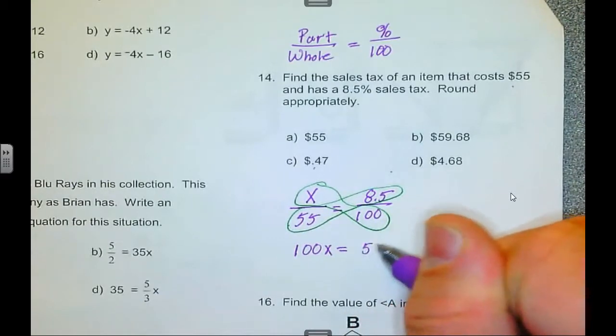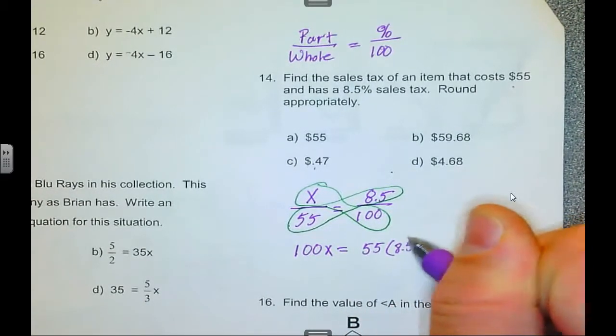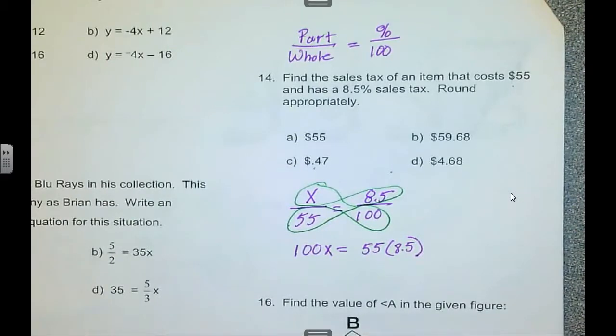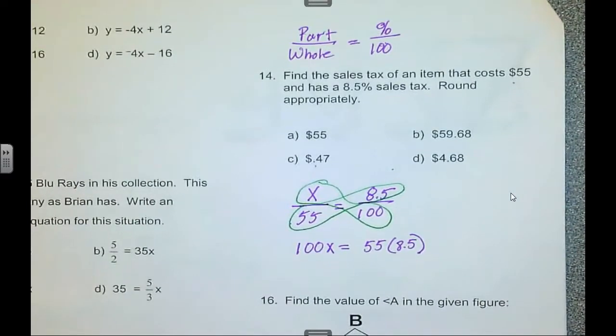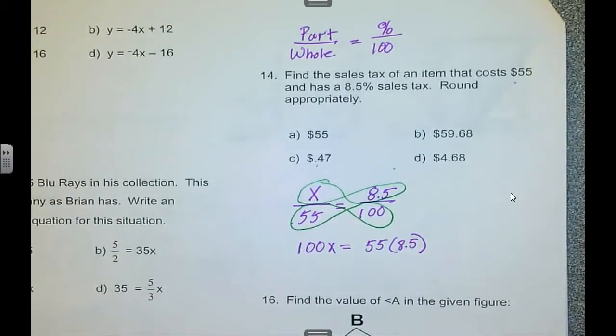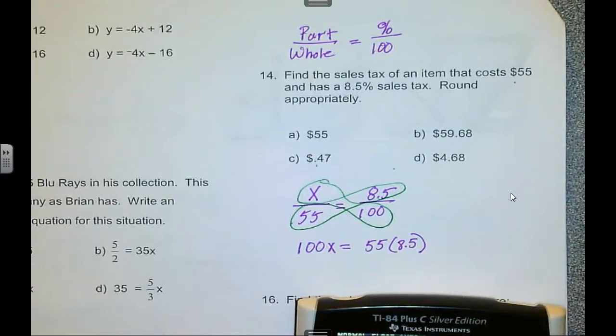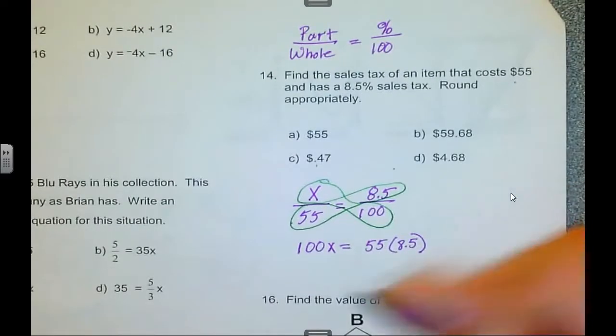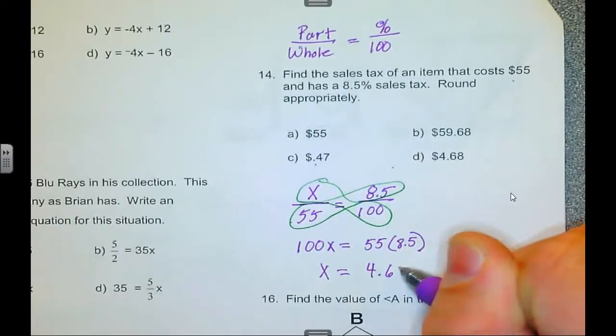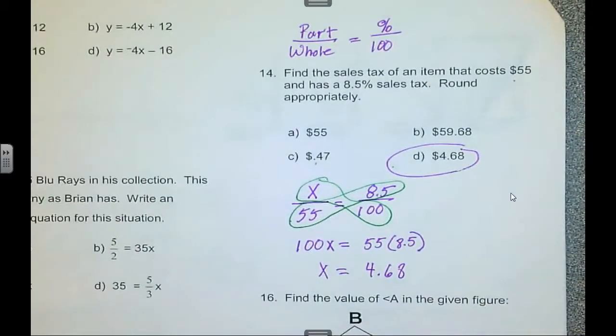100x equals 55 times 8.5. Plug that into your calculators. See, I'm going to do 55 times 8.5 first, because I can directly go to divide it by 100, and I get 4.68. D, my friends, D.